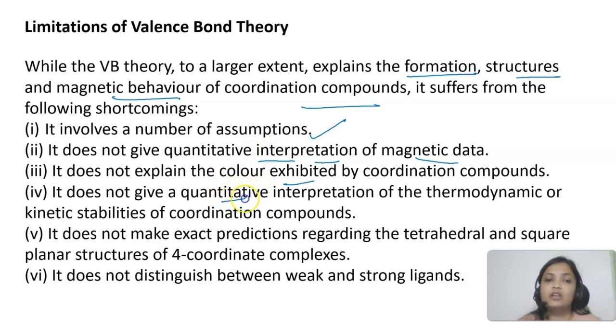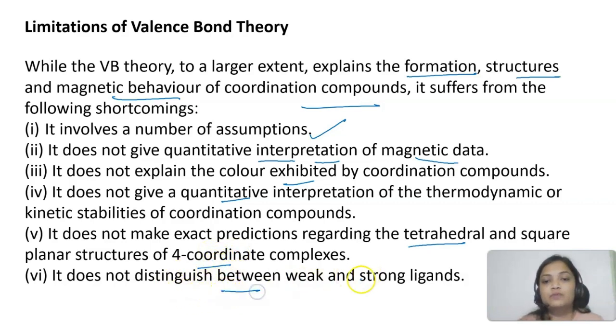It does not give any quantitative interpretation of thermodynamic or kinetic stabilities. This is important: this theory does not tell us whether the compound will be stable thermodynamically or kinetically. We don't get to know about the stabilities from here. It does not make exact predictions regarding tetrahedral and square planar structures for certain 4 coordinate complexes.